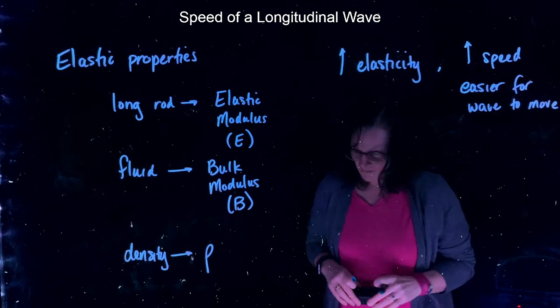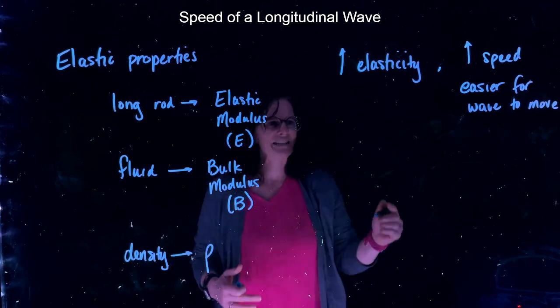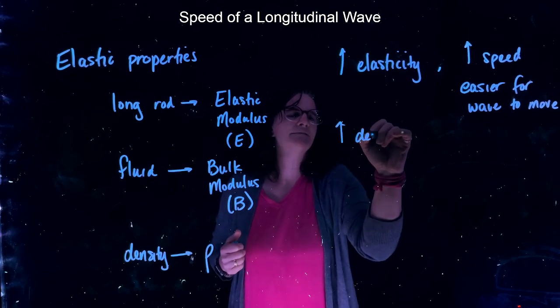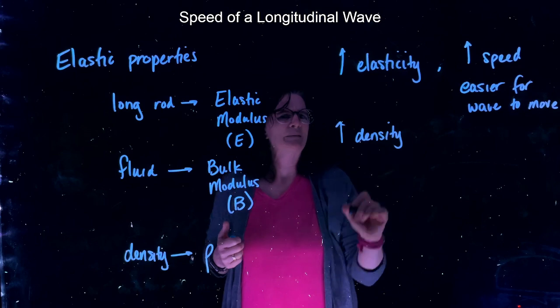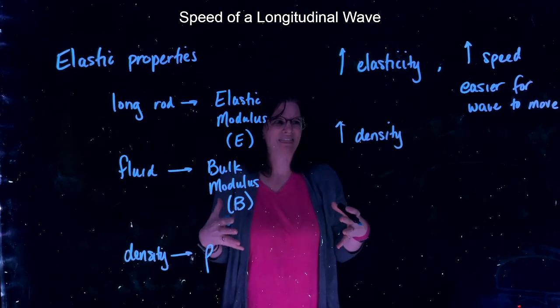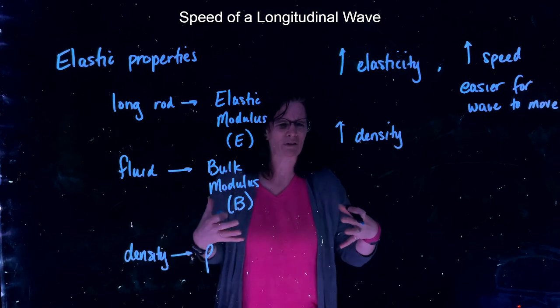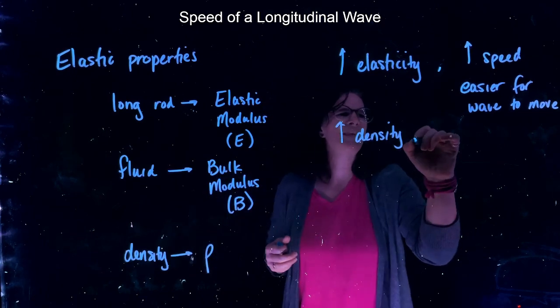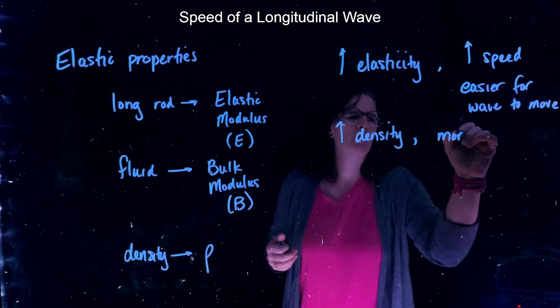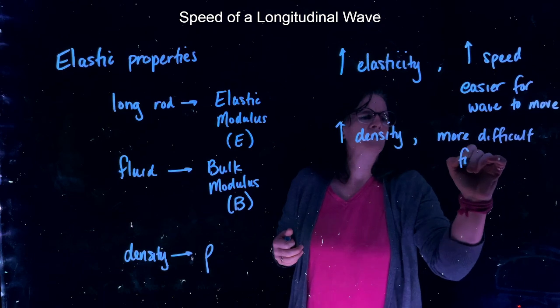Right? Well, what about the density? What happens with the density? If I increase the density of the material, well, kind of like the linear density, that made it a little more difficult, right? So thinking of density is kind of like a thickness. It makes it difficult for the wave to move through. So that's going to make it more difficult for the wave to move.